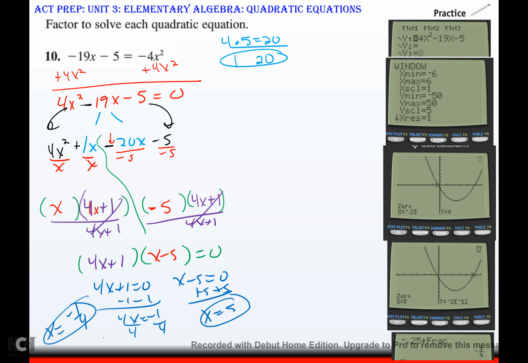And there's my 2 solutions. You can check on a graph. I typed it in. I got a window where I could see pretty well. And then I zoomed in on my zeros, which is at negative 0.25, which is your negative 1/4, and at positive 5. Okay?